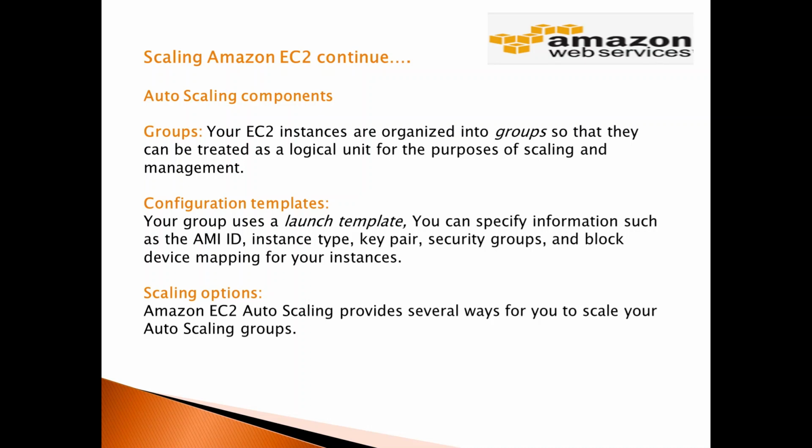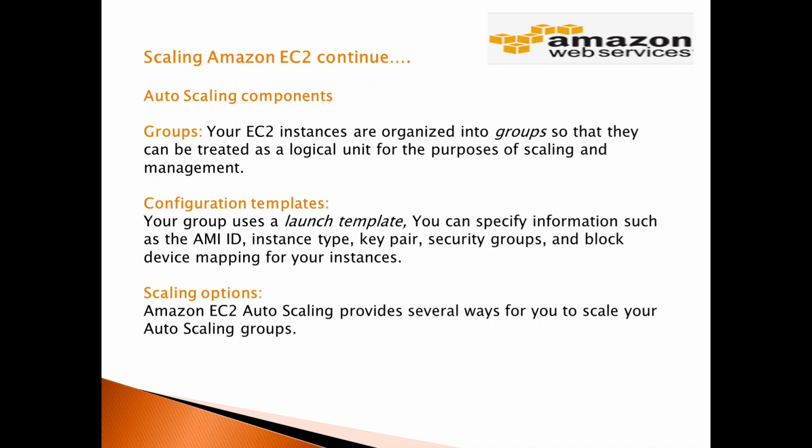If we talk about the auto scaling components, there are 3 components. First, a logical group: you create a logical group of the EC2 instances. Next, you create a configuration template. Your group uses a launch template. A launch template has information like the Amazon machine image ID, instance type, key pair, security group, and block device mapping for your instances.